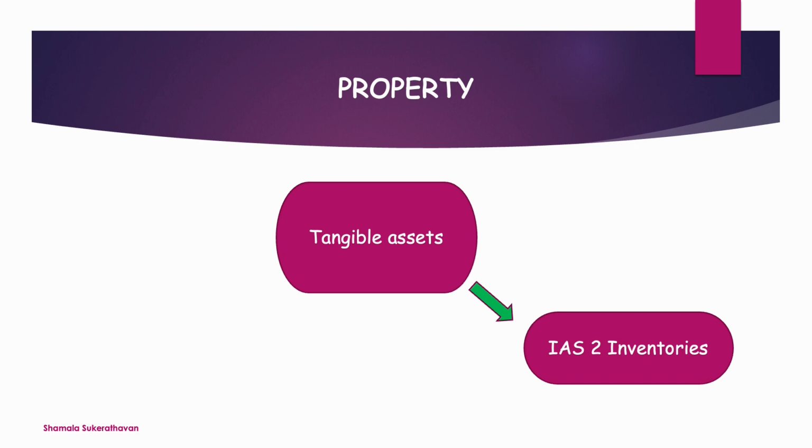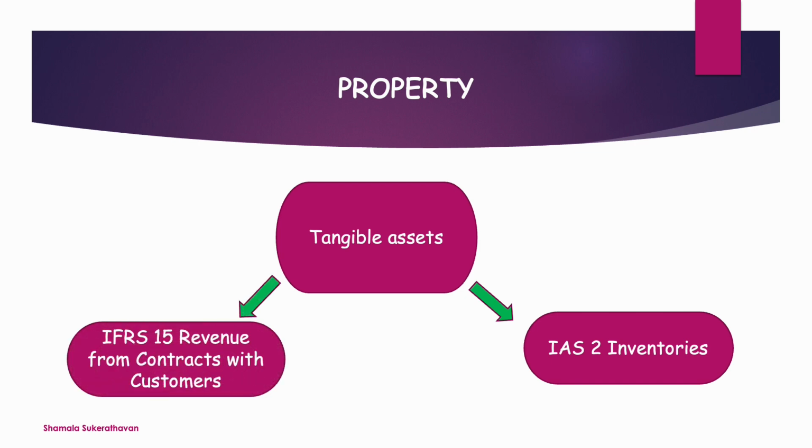An example of this is an apartment development constructed and held for sale in the ordinary course of business by a property developer. On the other hand, property being constructed or developed on behalf of third parties would fall within the scope of IFRS 15, Revenue from Contracts with Customers. Property leased under a finance lease to another party falls within the scope of IFRS 16, Leases.